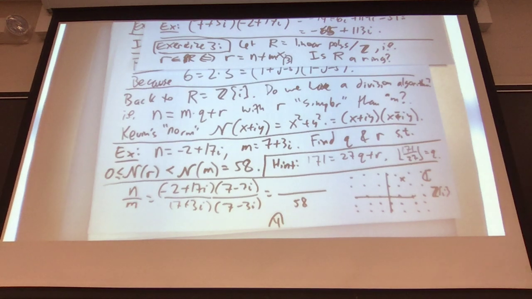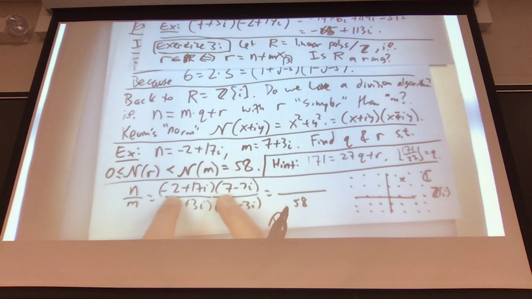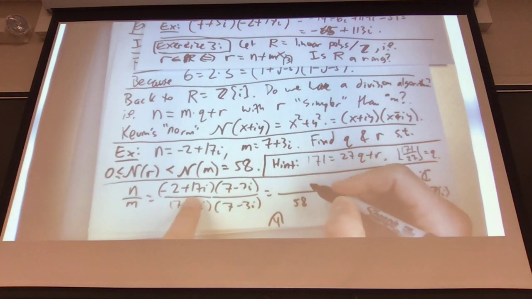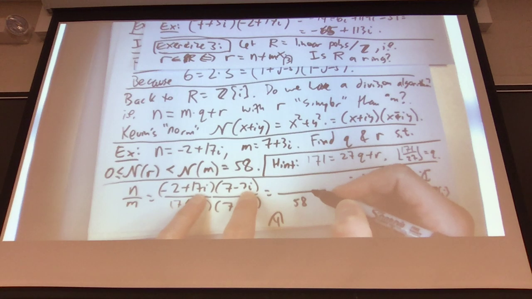All right, let's do it together. Karen, can I pick on you? What did you get for this product? I get a negative 44. Okay, negative 14 and a positive 51. 51 minus 14. Is it 44? 51 minus 14.